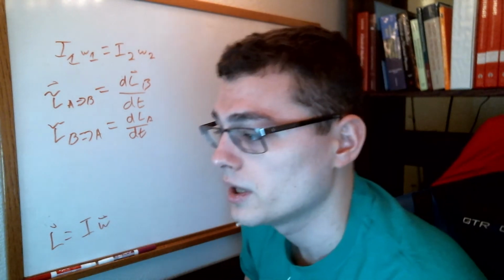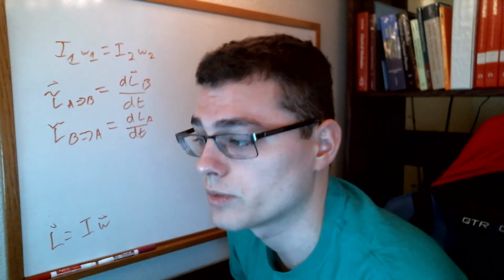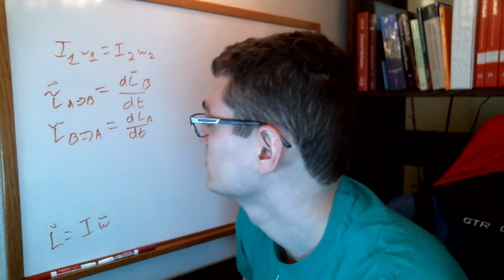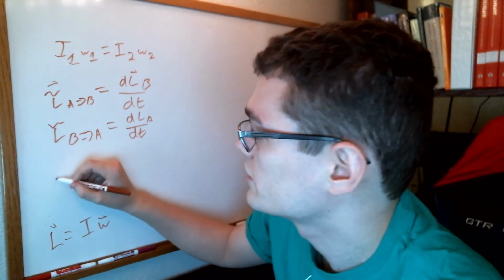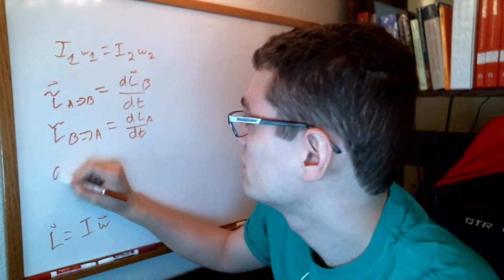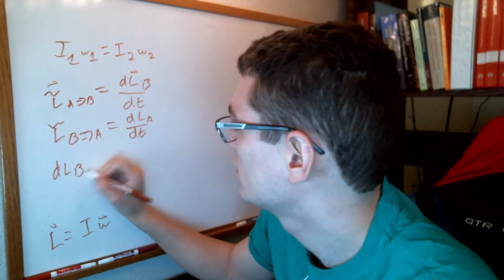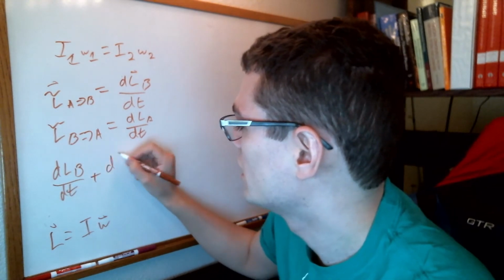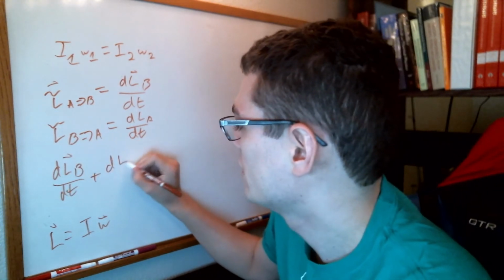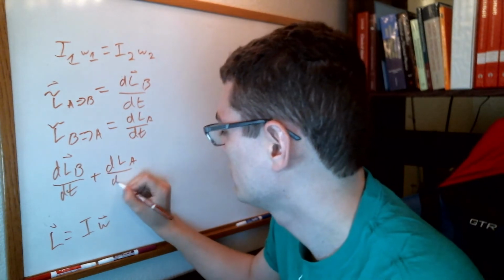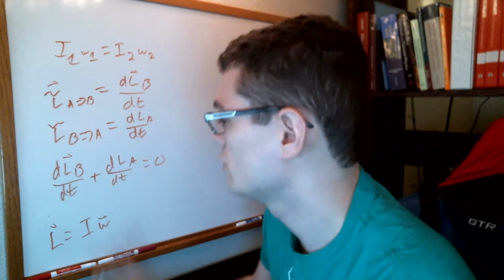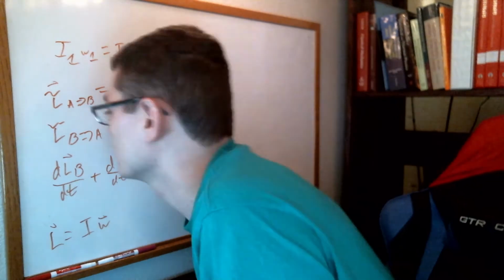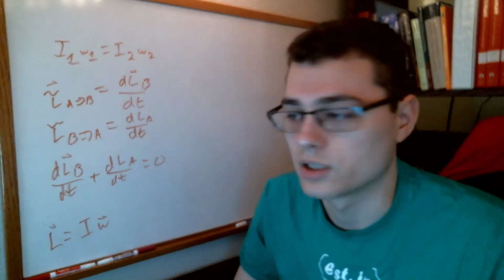One thing that we can do here, going back to our equations, is when you add these two up, they should be equal to 0. So this is our big conservation statement, that dL_B/dt plus dL_A/dt is going to be equal to 0, which means that these two are the negatives of each other.